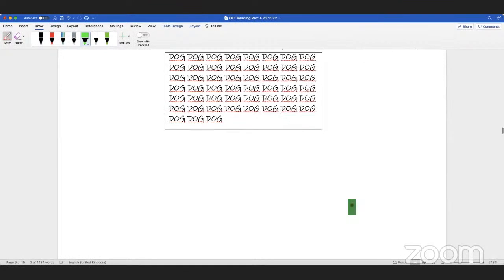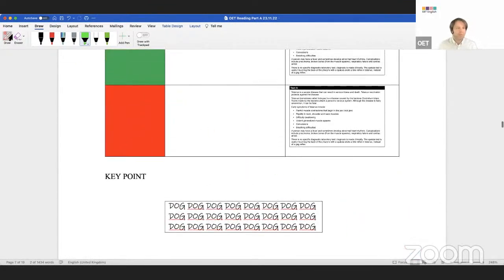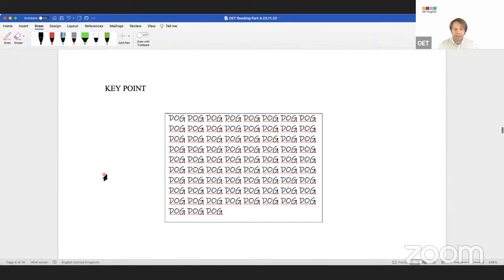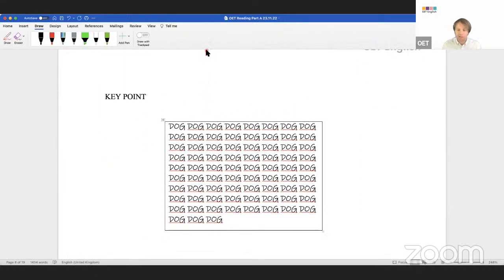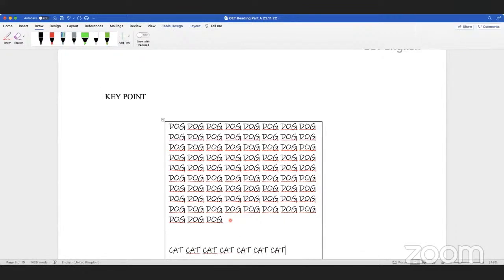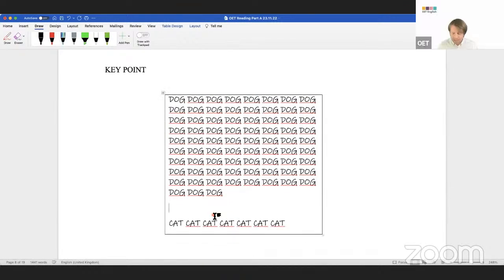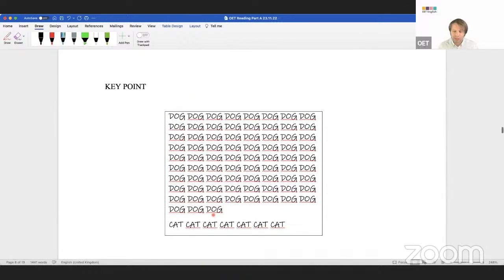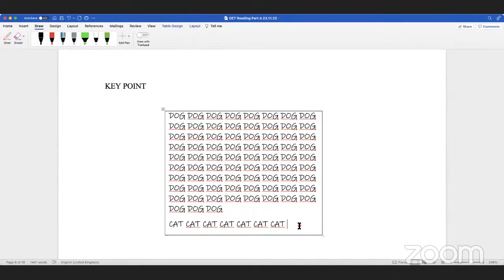Yes. All right. Well, I want to show you an example then. This is a very silly example, but I think it's important. Let's look at this. Key point. What's the main idea of this text? Dog. Okay. Now, what if I put here cat, cat, cat, cat, cat? It's thematic. Cat. What's the main idea now? Dog. Still dog. I would say it's still dog, isn't it? What if I say, what about now?